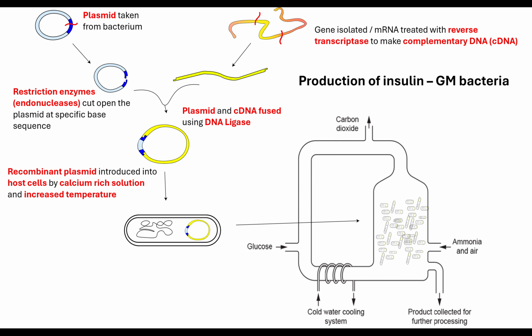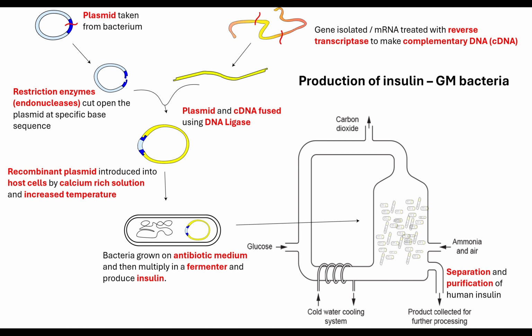We want to introduce it into the host cells, and we introduce it by using what's known as a calcium-rich solution and increasing the temperature. So we do a bit of a heat shock to the bacterial cells. They will then take that recombinant plasmid into their cell, and then we grow that on antibiotic medium, and then it multiplies in a fermenter and produces insulin. And then we separate and purify that human insulin. So it's a whole process that needs to occur, but it is very much linked to the fact that we can produce the insulin. So if someone is type 1 diabetic, they would inject themselves with the insulin that has been produced through the use of genetically modified bacteria.